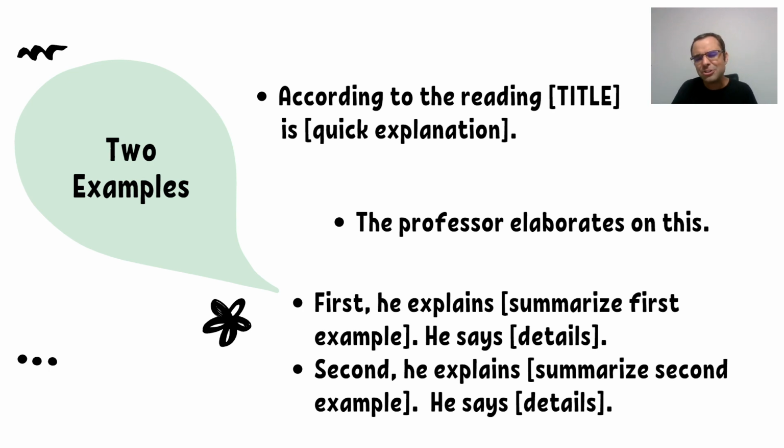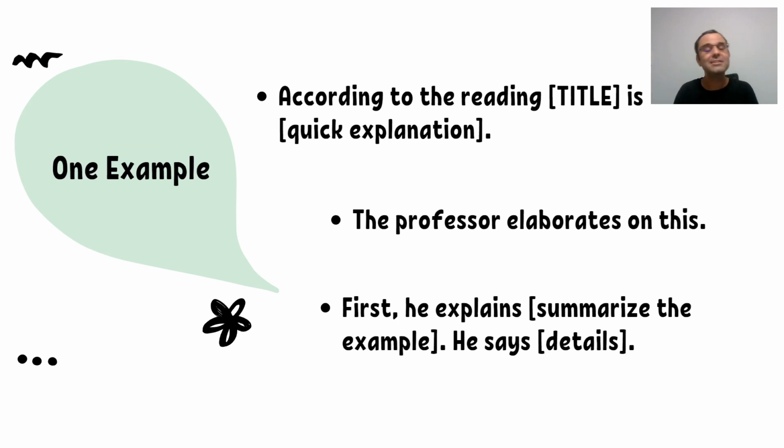I don't want you to just say, first he mentions the macaw. That's kind of basic. That's kind of simple. I want a detailed sentence that totally summarizes that example in one sentence. And then you're going to give the details. And of course, second, he explains, and then you're mentioning whatever the second example is. It's going to be some other animal species.